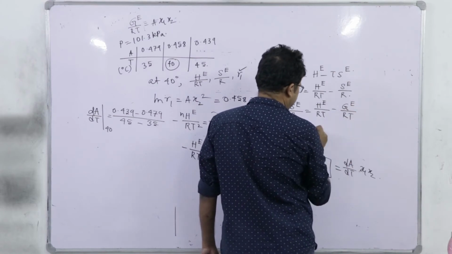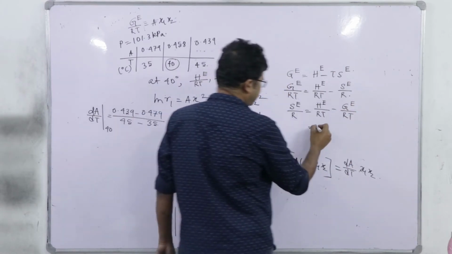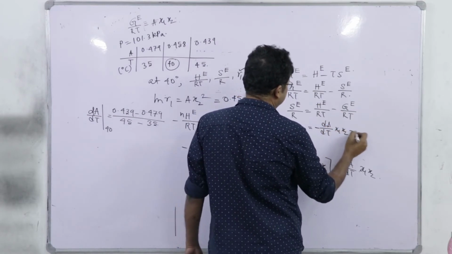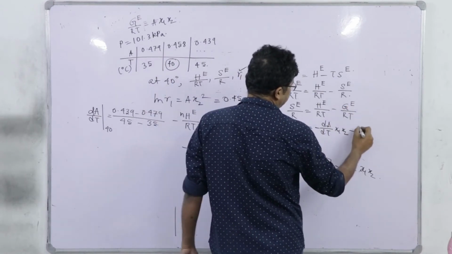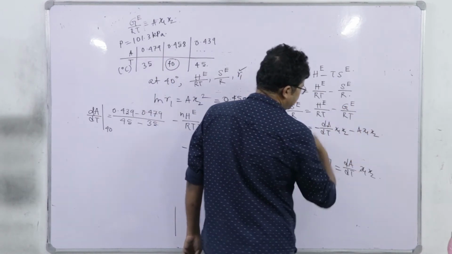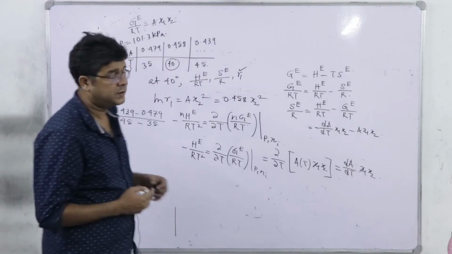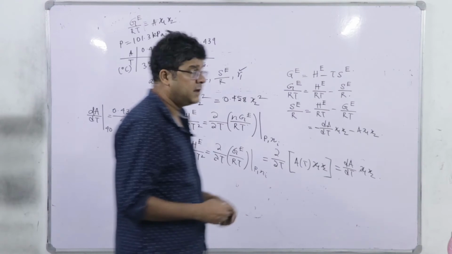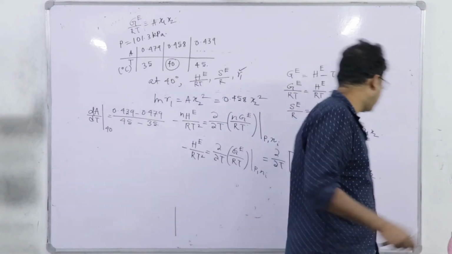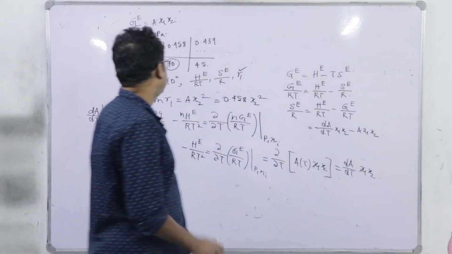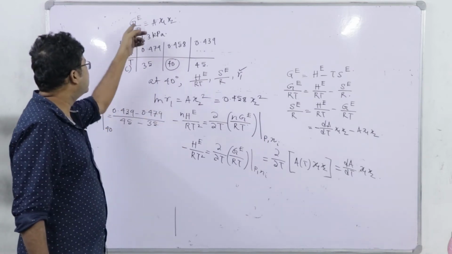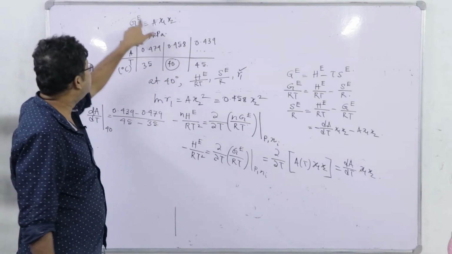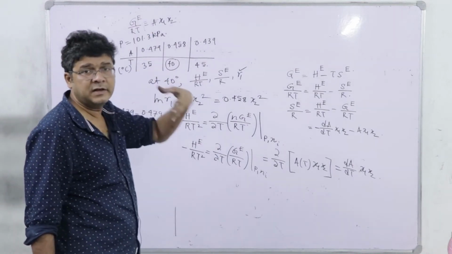So for HE by RT, you have the expression of minus dA dT into x1 x2, and GE by RT we already know as A into x1 x2. So from there, upon substitution of the values, we can get this SE by R. Here again this derivative relation between enthalpy, and particularly enthalpy, to excess Gibbs energy is being used.